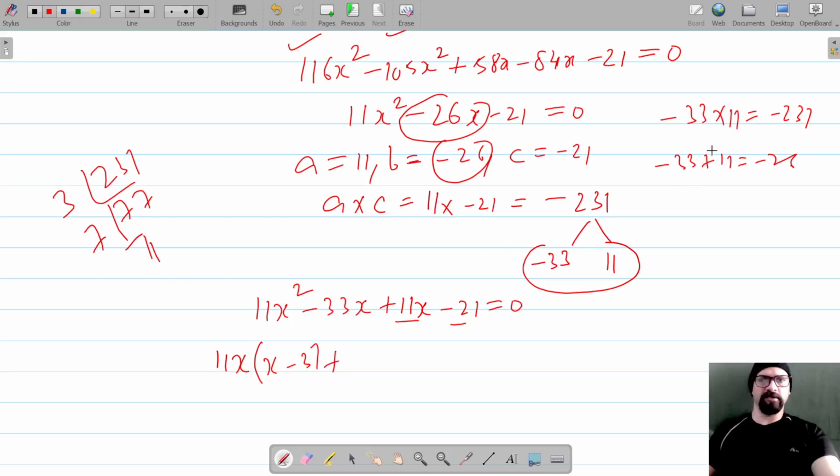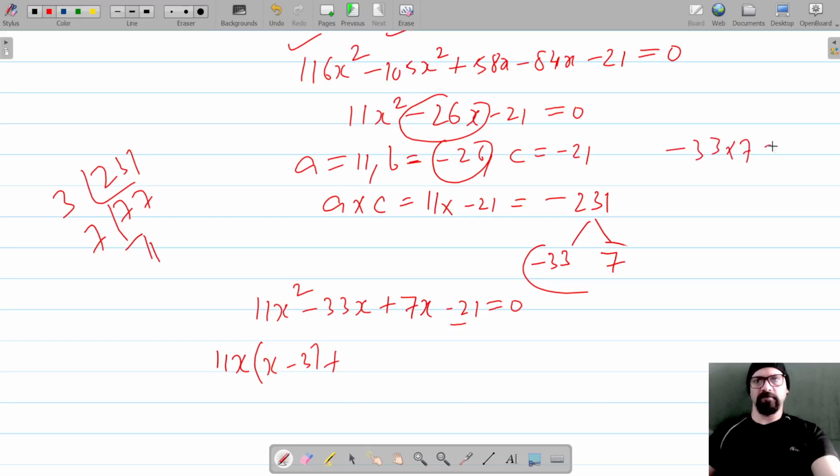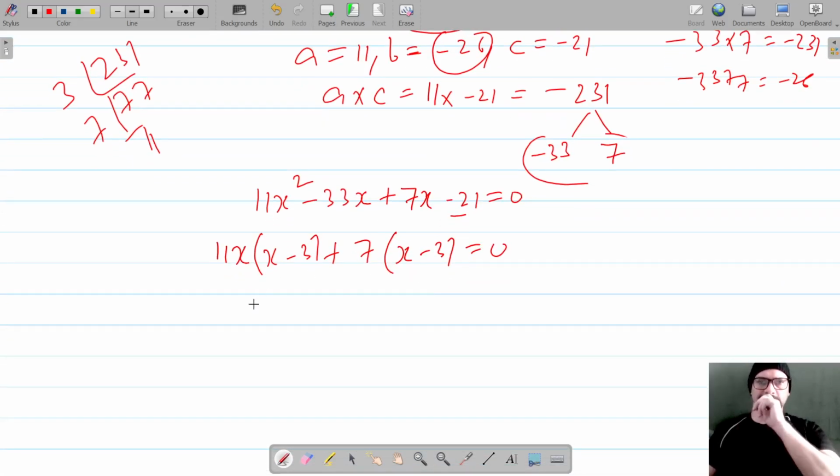So the factors are 33 and 7. So this is actually 7. The factors were 33 and 7. Okay, so minus 33 into 7 is negative 231, and minus 33 plus 7 is negative 26. Sorry for that. So 7 is common in this case, and common is x minus 3.